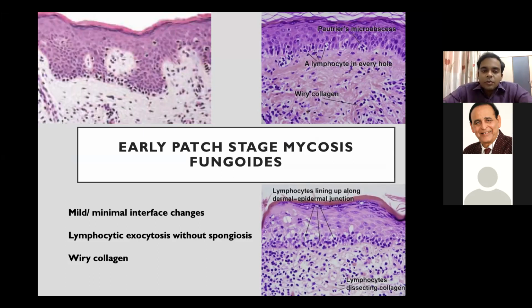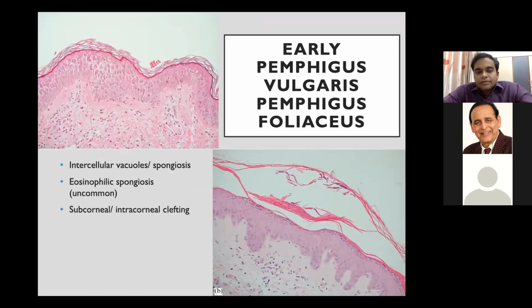Then again, you may have minimal interface changes, but there are finer points. You have lymphocytes entering the epidermis, which are slightly bigger than the dermal lymphocytes. There is absence of spongiosis or very minimal spongiosis, minimal edema. So haloing of lymphocytes may be there, but there is not much edema in the rest of the epidermis. And the collagen may be thin and wiry. So these are some of the finer points.